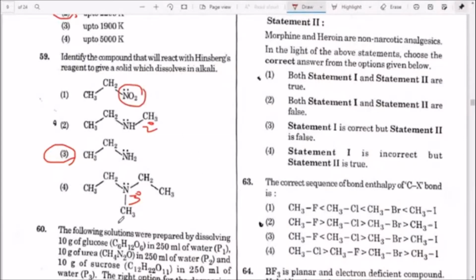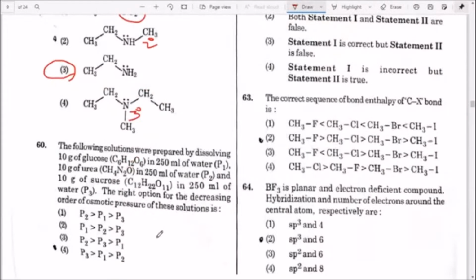So option number 3 is correct option, students. The following solutions were prepared by dissolving 10 grams of glucose in 250 milliliters of water, that is P1, 10 grams of urea in 250 ml of water, P2, and 10 grams of sucrose in 250 ml of water. The right option for the decreasing order of osmotic pressure of these solutions is option number 1.